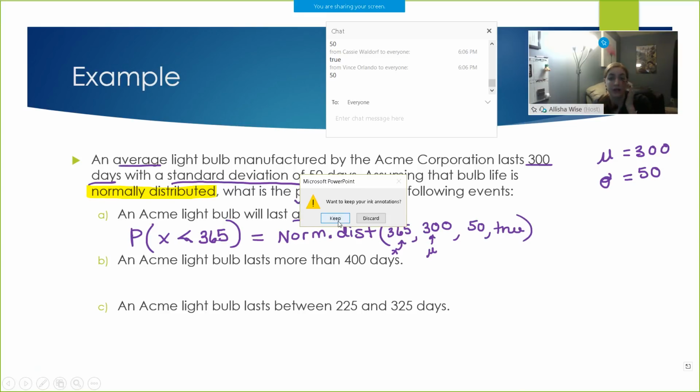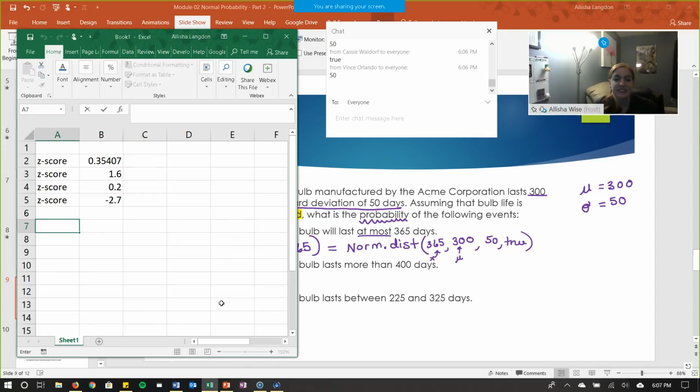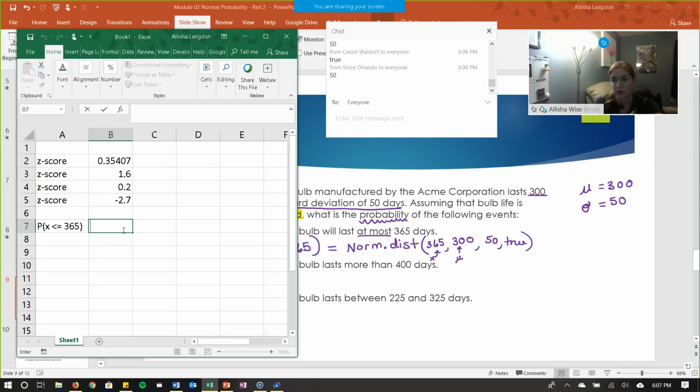So let's go over here to our handy dandy Excel. Excel is going to find the probability that x is less than or equal to 365. That equal to does not matter, because the probability that something's equal is 0. We talked about that in part 1. So equals norm.dist, 365, 300, 50, and true.